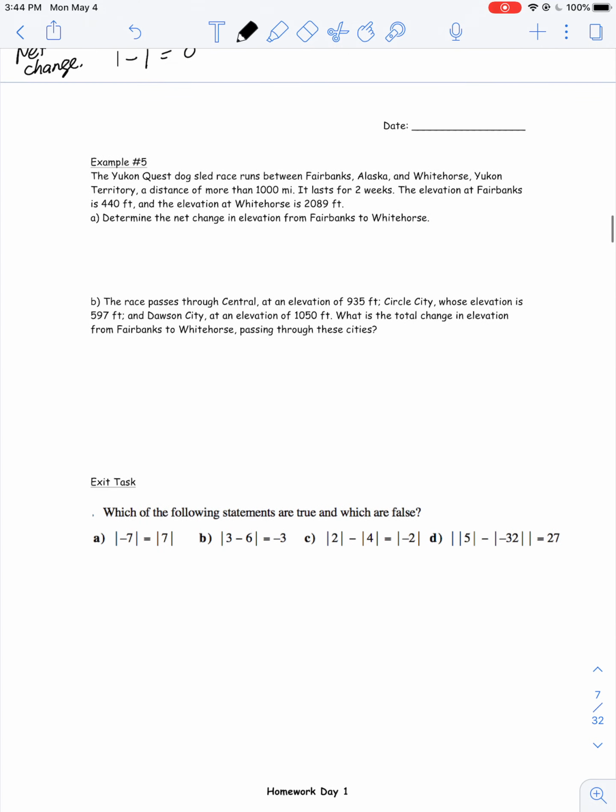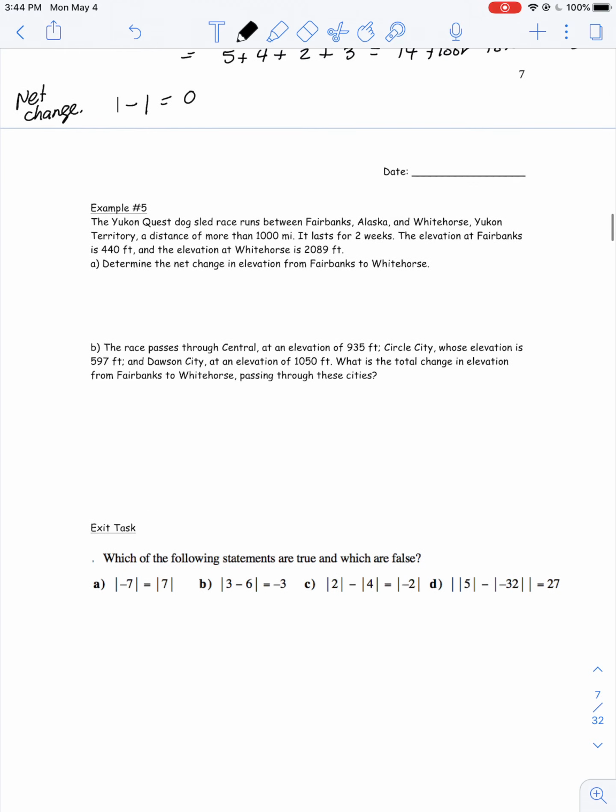Example number 5, it says the Yukon Quest dog sled runs from Fairbanks, Alaska to Whitehorse, Yukon Territory, a distance of more than 1,000 miles. It lasts for 2 weeks. The elevation at Fairbanks is 440, and the elevation at Whitehorse is 2,089. Net change in the elevation from Fairbanks to Whitehorse.